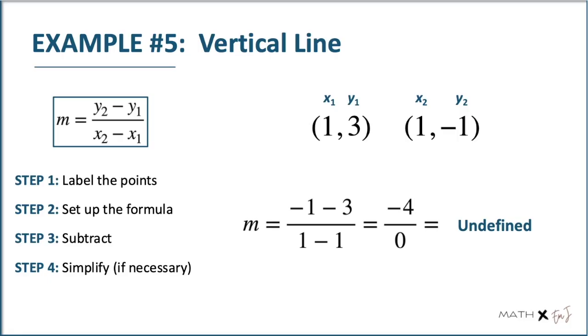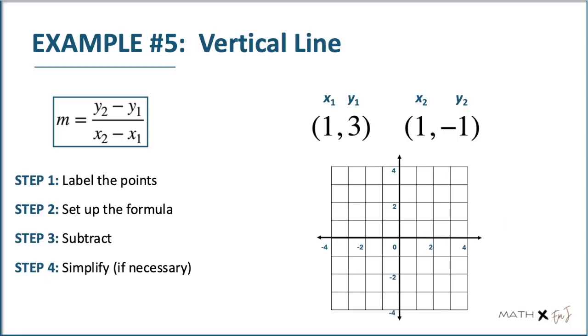Let's check by plotting our points. (1, 3) and (1, -1). If we draw a line to connect these points, we do in fact have a vertical line.